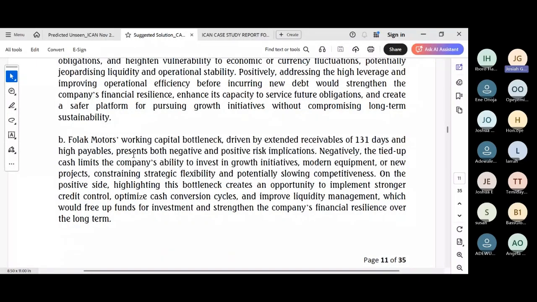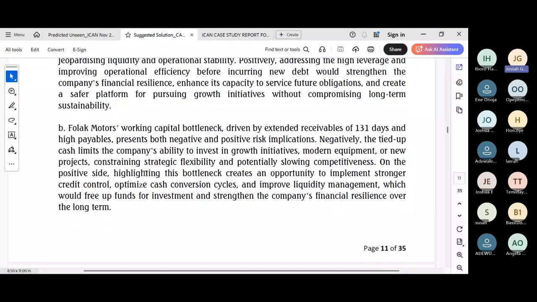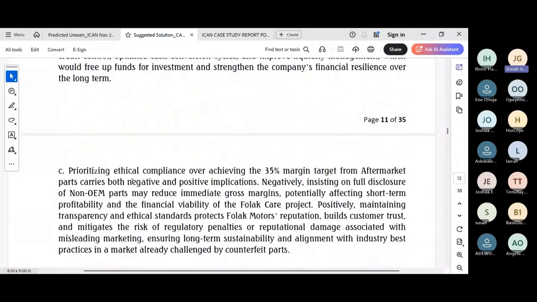And the B aspect is working capital. We spoke about working capital bottleneck driven by these high receivables. And we said negatively the tie-up of cash limits the company's ability to invest in growth initiatives or modern equipment or new projects, constraining strategic flexibility and potentially slowing competitiveness. But on the positive side, it highlights the bottleneck, creates an opportunity to implement stronger credit control, optimize cash conversion cycles, and improve liquidity. So we are looking at risk from two perspectives, the positive and the negative.